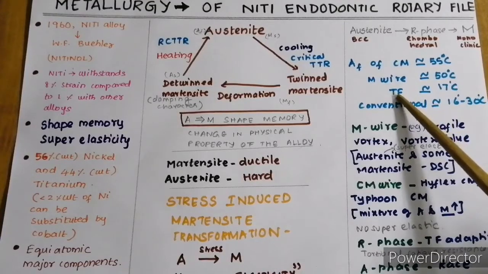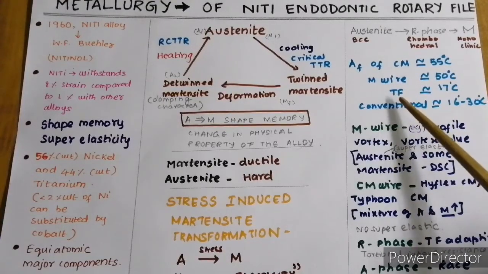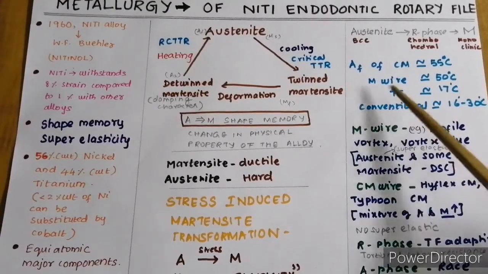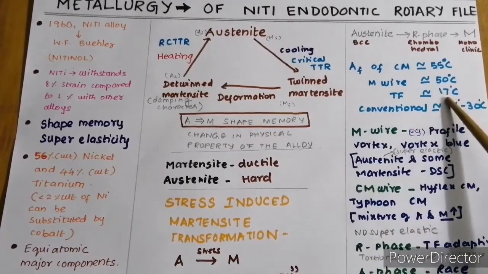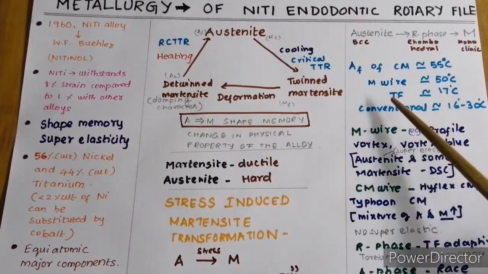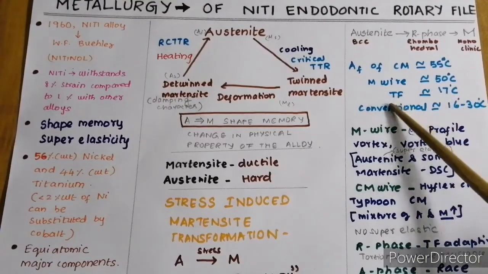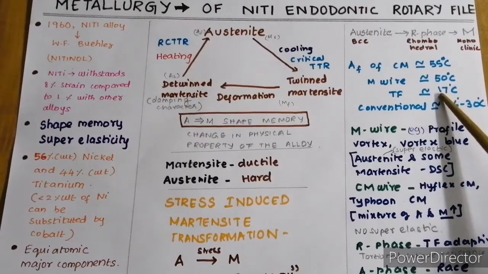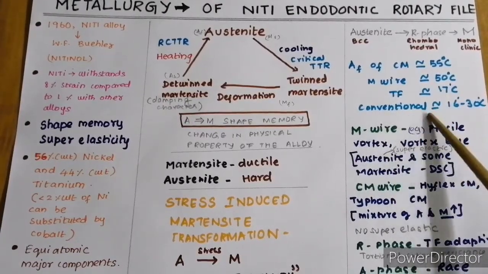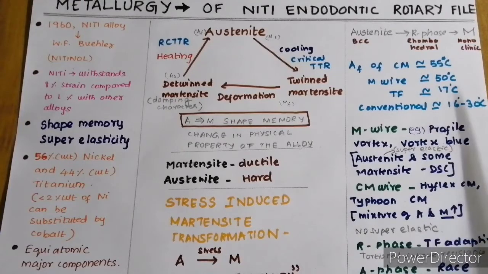Now let us consider the example of twisted file. Twisted file austenite finish temperature is 17 degrees. At 17 degrees itself, the twisted file will mostly have austenite phase. Therefore, at intracanal temperature, this twisted file will be in austenite phase, and most of the conventional files will be in austenite phase. But nowadays, because of heat treatment, we are preferring the files.